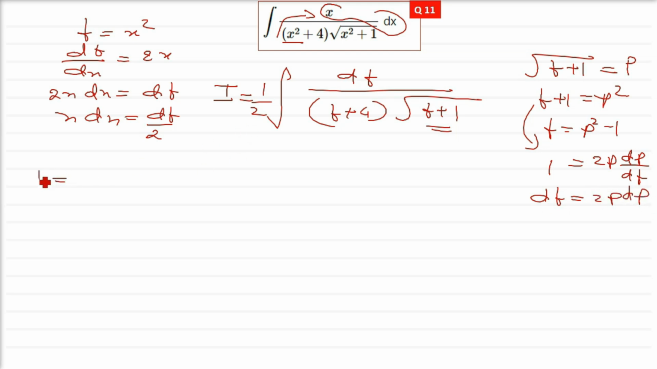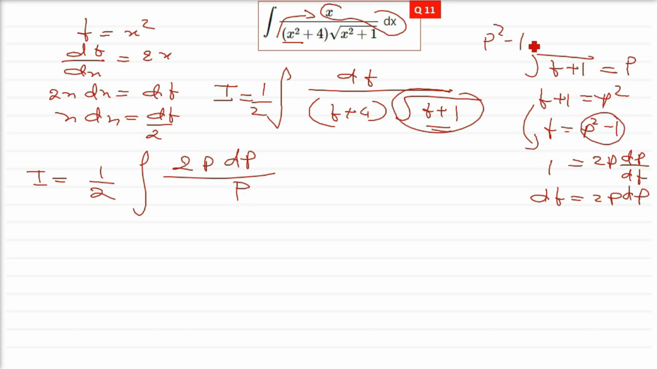So the integration has become, after all these replacements, 2p dp over (t plus 4) under root t plus 1. So you can just add a 4 to p square minus 1, and the whole under root t plus 1 has been replaced by p. And this t plus 4 is p square minus 1 plus 4. This will be p square plus 3. But root 3 square can be written because we want a square. Now this p and this p get cancelled. The 2 gets cancelled with the 2 outside.